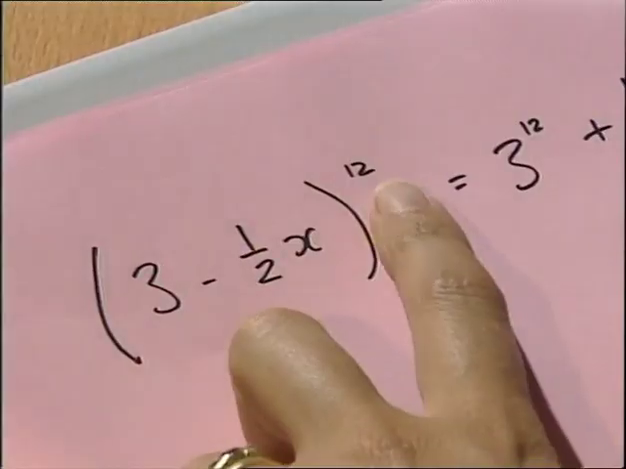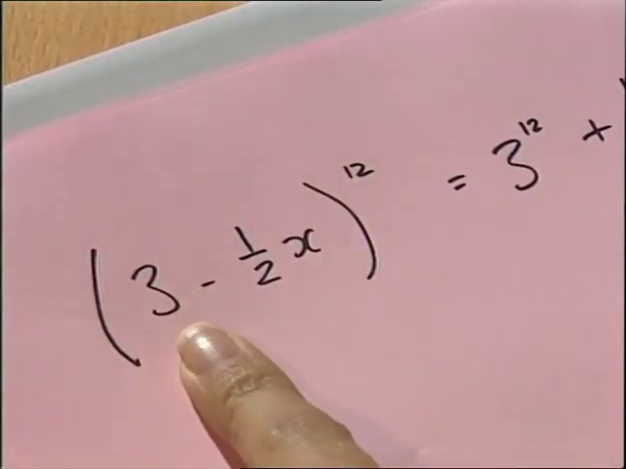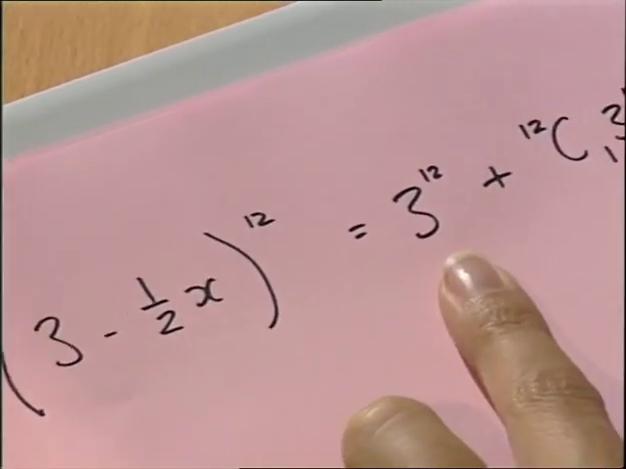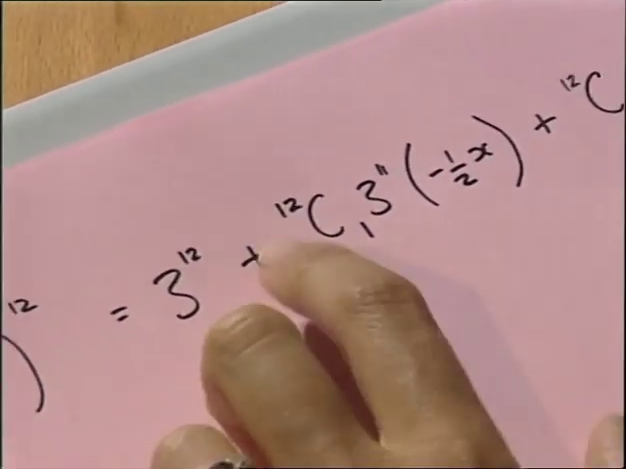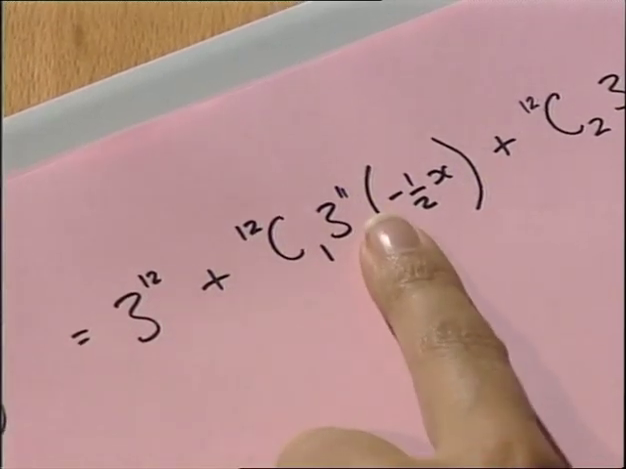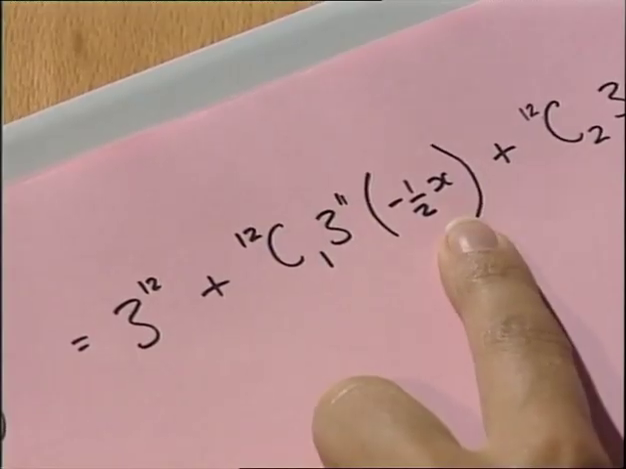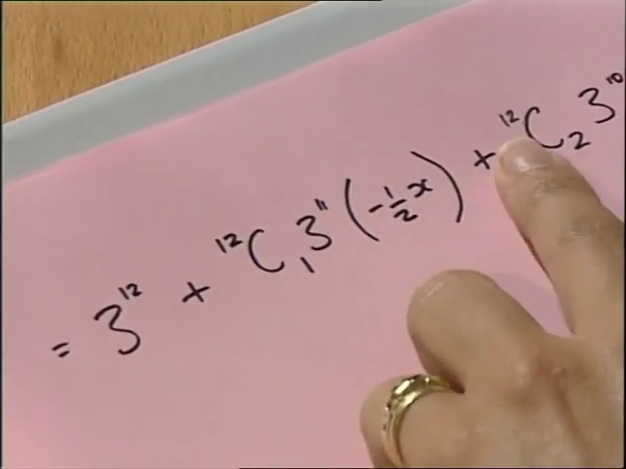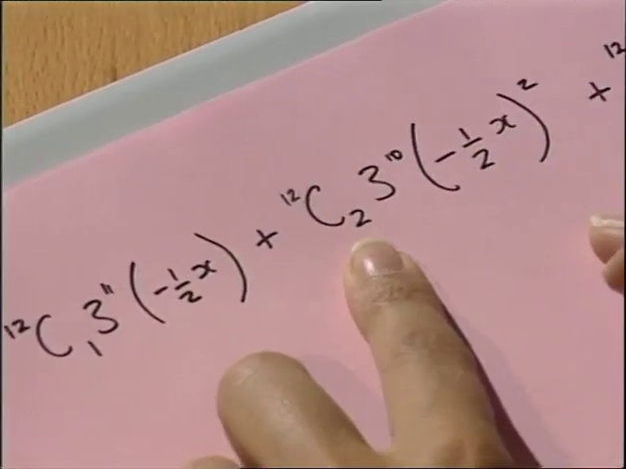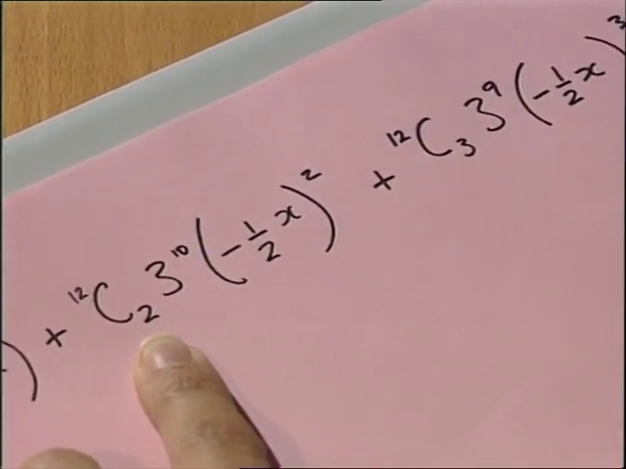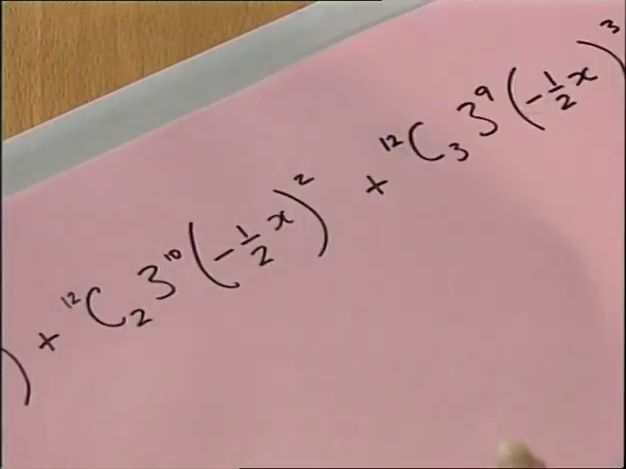But in principle, we can use all the shortcuts and formulas that Alan showed us. Now, obviously, n is 12, a will be 3, and b will be negative half x. So that's 3^12 first, plus 12C1 times 3^11, that's the powers going down, times a negative half x, and there are the other terms coming in, plus 12C2 times 3^10, power going down, times (minus a half x)^2, that's the x's going up, and so on.